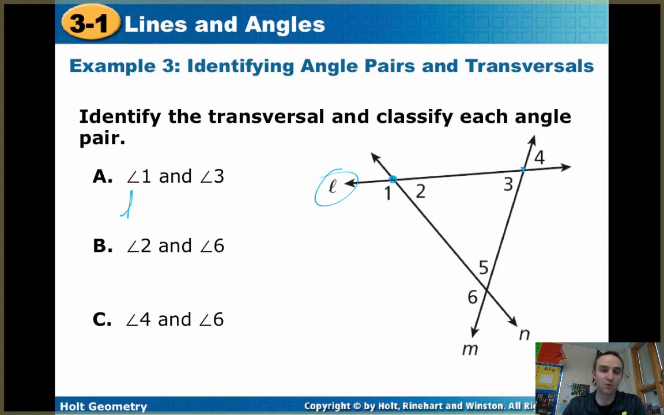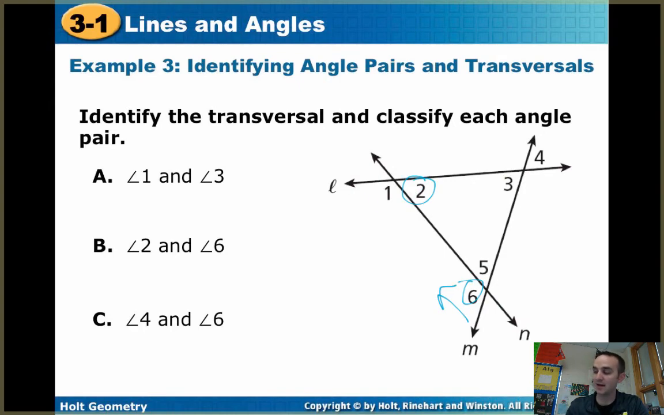Okay, so they're asking for what is the transversal and then classify the angle pair. Well, if L is the transversal and we're looking at 1 and 3, now we're looking at the bottom left corner of this group of 4, the bottom left corner of this group of 4. If they are the same, right, we said that those are corresponding. So that would be for A. Now for B, when we look at angles 2 and 6, now we're using this vertex and this vertex. So now our transversal is letter N. We look at 2 and 6. 2 and 6 are going to be alternate interior.